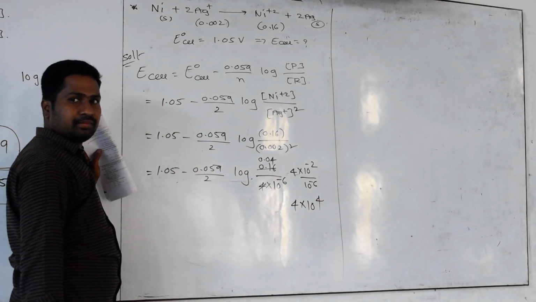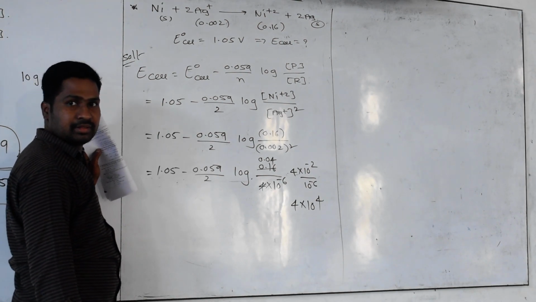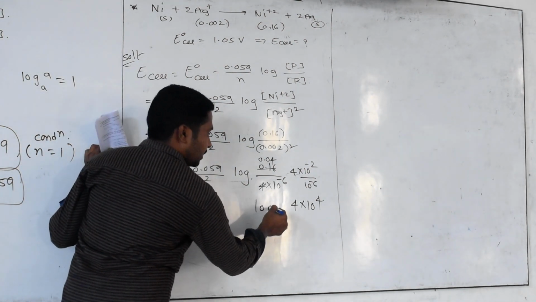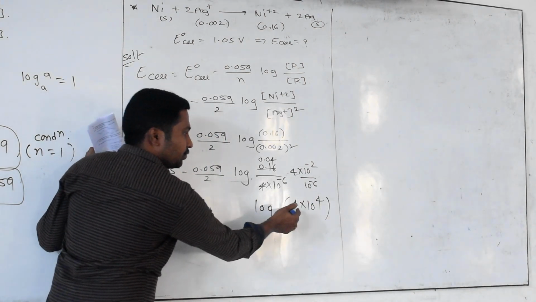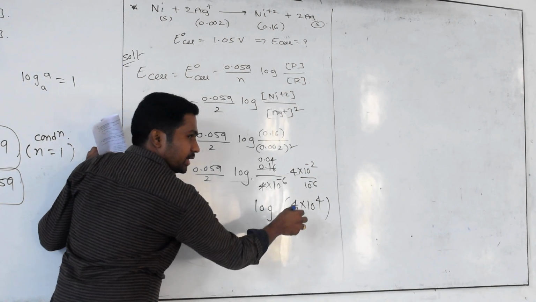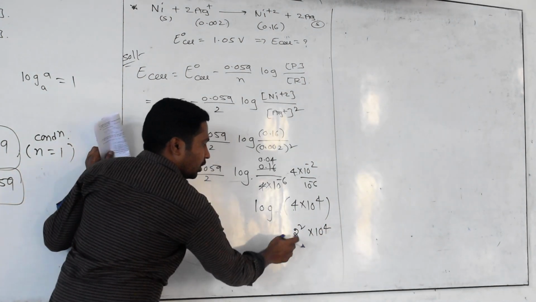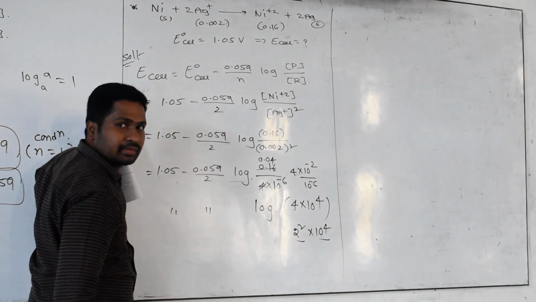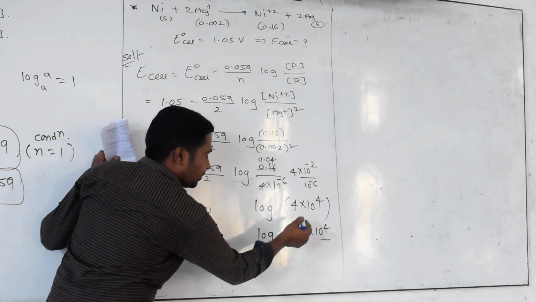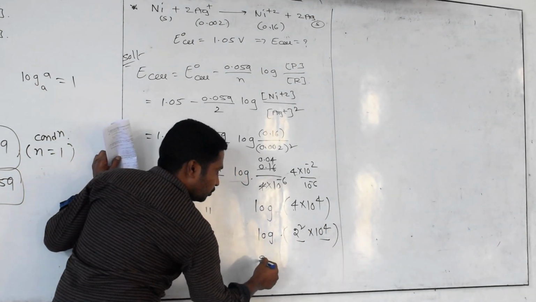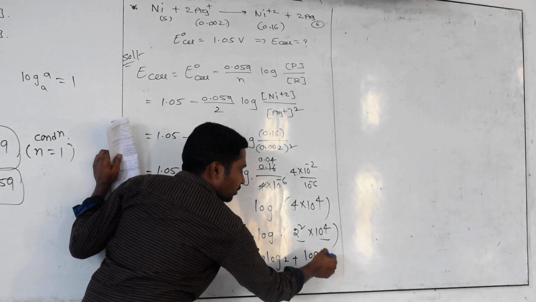No need to look at a logarithm table. We already have the log 2 value from chemical kinetics. So log of 4 into 10 to the power of 4 remains as it is here. We can write 4 as 2 square, so 2 square into 10 to the power of 4. Apply the log AB formula: log AB is log A plus log B. Then what comes is 2 log 2 plus log 10 to the power of 4.